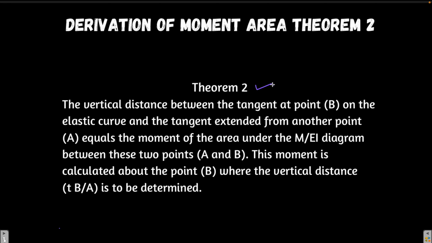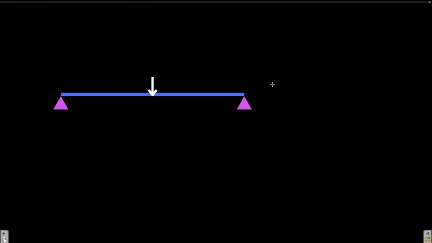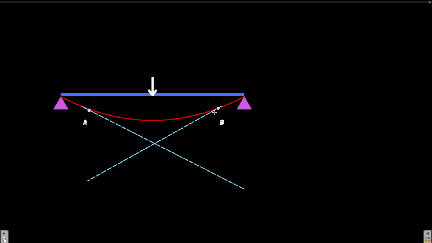So here is the statement of that theorem. We are not going to learn the statement first. First, let's learn what the theorem says. For explaining this, I have taken a simply supported beam with a concentrated load acting on it. Due to the load, the beam will deflect something like this. The red color shows the elastic curve of the beam. Now on this elastic curve, let me take 2 points A and B. Now we will draw two tangents from point A and point B respectively. So here I have drawn two tangents from point A and point B.